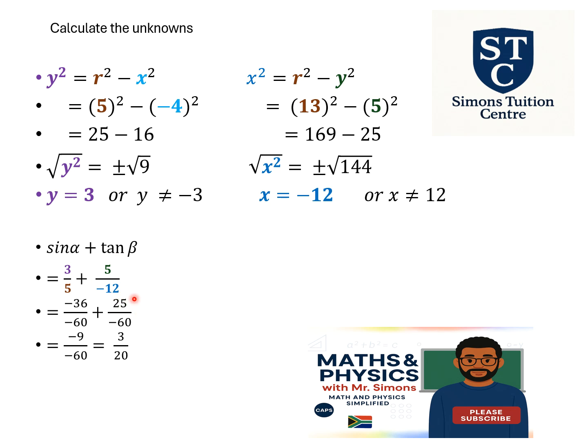If we add them, just cross multiply. 3 times negative 12 gives me negative 36. 5 times negative 12 gives me negative 60. 5 times 5 gives me 25. Now my two denominators are the same, so I can add the numerators. So minus 36 plus 25 gives me negative 9. So negative 9 over 60 simplifies to negative 3 over 20. And that is my final answer.